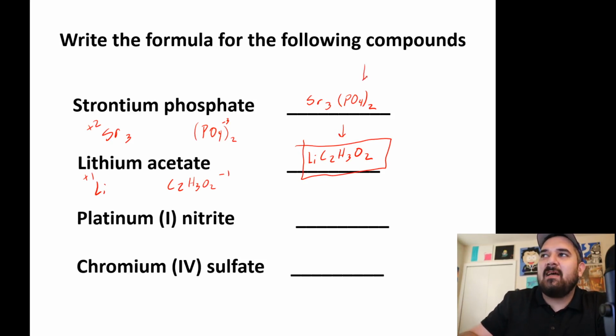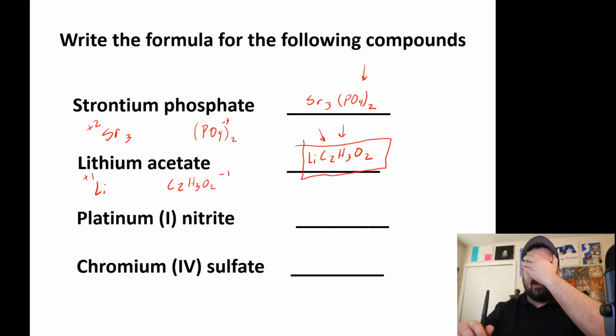Most of the time, if you have more than one, it's going to be in parentheses. So usually polyatomic ions are pretty easy to identify, but sometimes, like in this case, it's more difficult to identify, but you'll get used to it as you continue working with these. Anytime you see C2H3O2, you're going to know that's an acetate bonded to a lithium. Let's go ahead and move on.